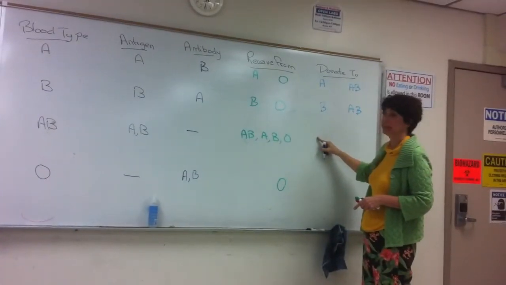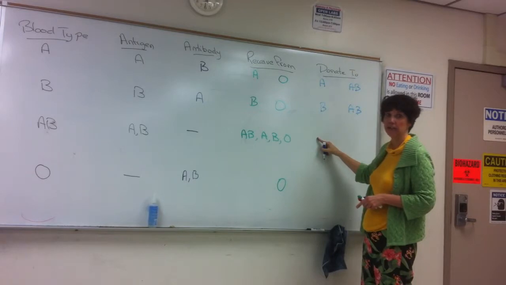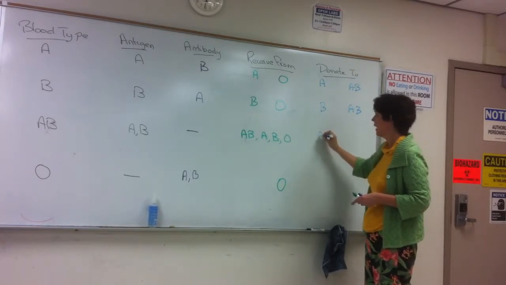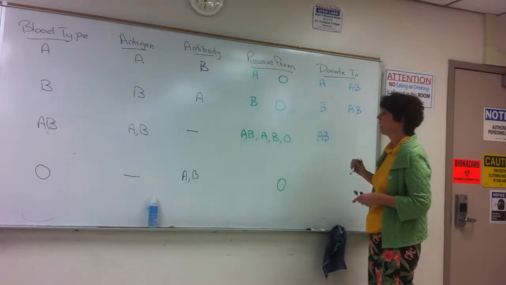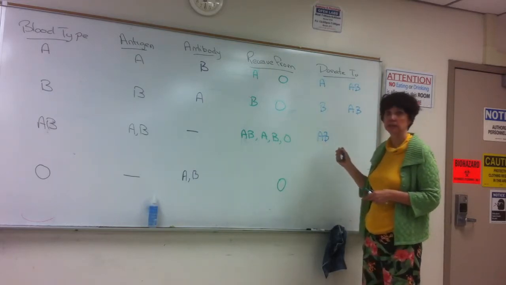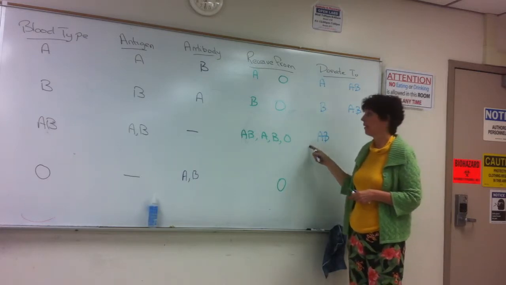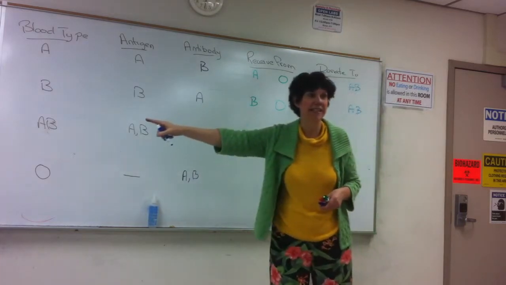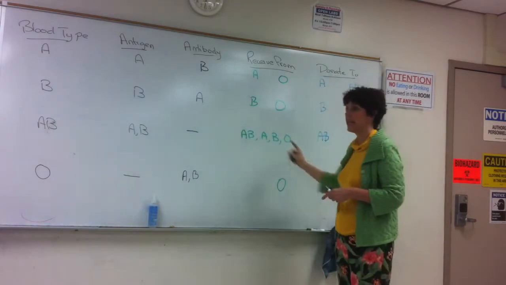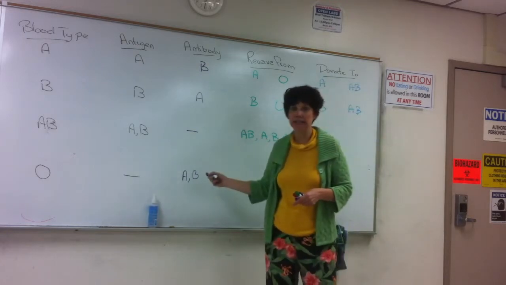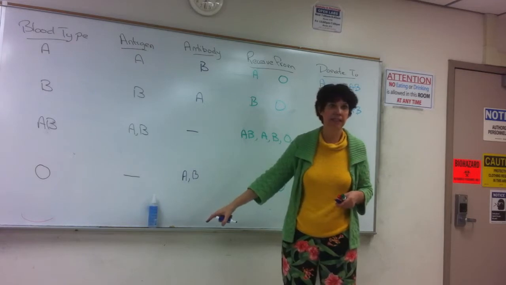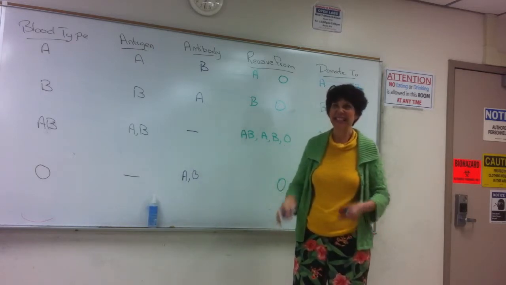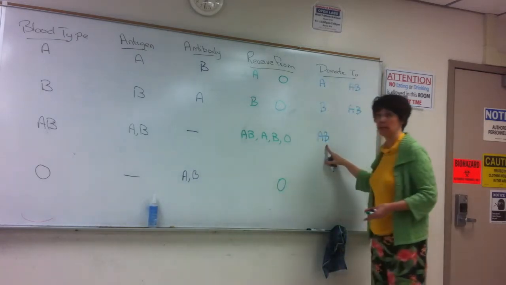If I'm AB, I can definitely donate to myself, to AB. All right? Can I donate to anybody else? No. Because of the B antigen, if I donate to A, there's B antibodies against me. If I donate to B, there's A antibodies against me. So no, you can't. If I donate to O, that's the worst case scenario. They have both, all right? So I can only donate to AB.